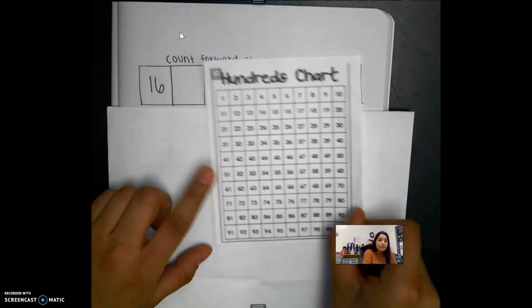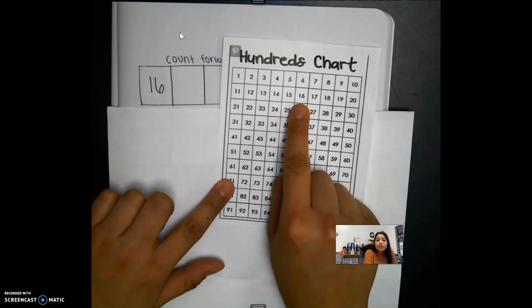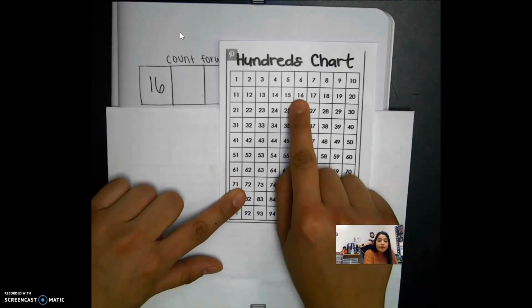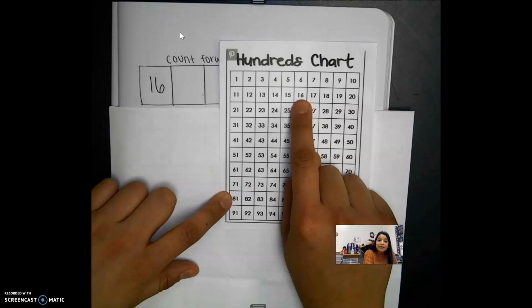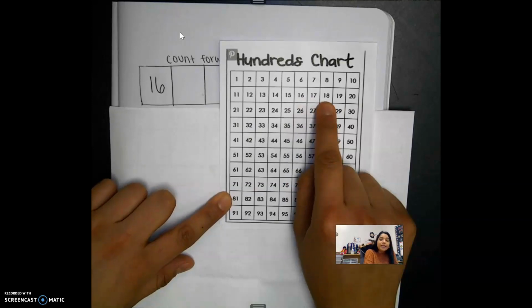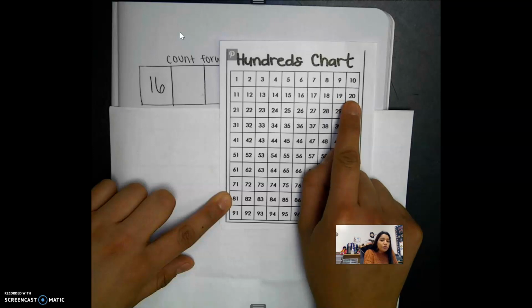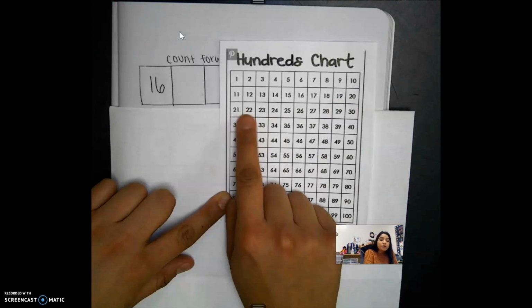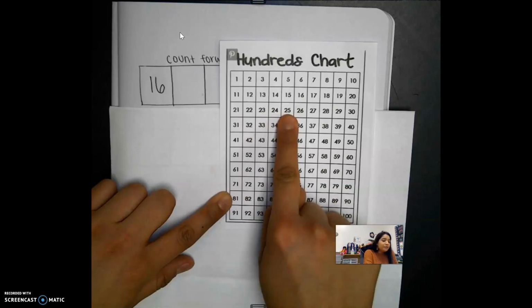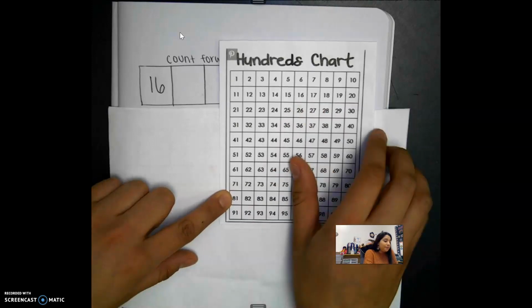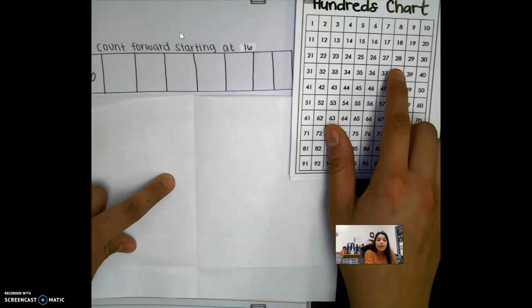So if you need to, you can go ahead and get your hundreds chart right here. And what we can do is we can look for the number 16. So right here is the number 16, we just need to count forward. So we have 16, 17, 18, 19, 20, 21, 22, 23, 24, and 25. And I'm just going to stop there. So now that I practiced counting, starting at 16 on my hundreds chart, I can go ahead and fill in my boxes.